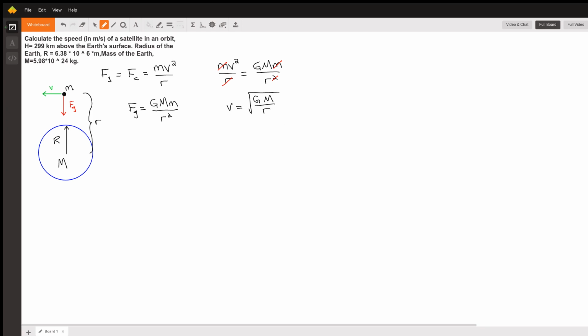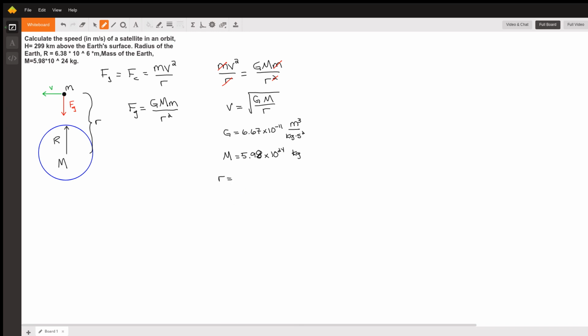And so now we can plug in. We know that G, the gravitational constant, is equal to 6.67 times 10 to the negative 11th, and the units on that are cubic meters per kilogram second squared. We know that the mass of the Earth, which is given to us in the problem, is 5.98 times 10 to the 24th kilograms. And now you have to be careful with r.